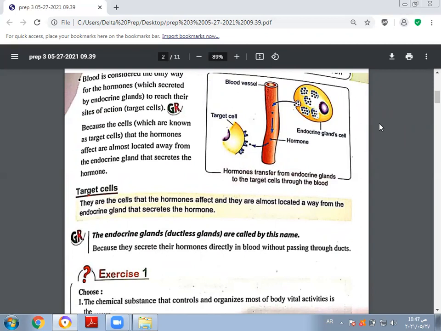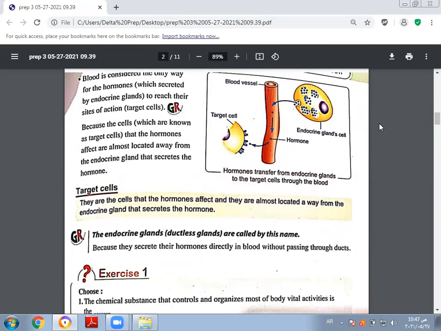What is meant by target cells? They are the cells that hormones affect, and they are almost always located away from the endocrine gland that secretes the hormone.